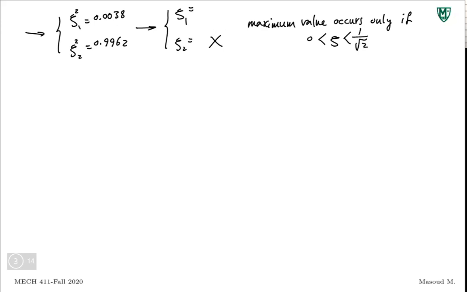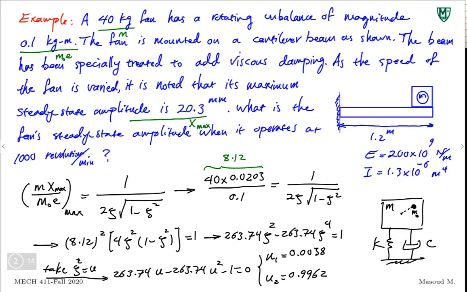That's something we observed in the last class when we were talking about rotating unbalance. So the second one, if you find the square root is out of this range, that's not something we're interested in. The first one gives you 0.0617, if I did the math right. So this becomes the damping ratio, zeta. All right, so I got my damping ratio. I'm still far from what I want to find. I'm asked to find the fan's steady state amplitude when it operates at 1000 RPM.